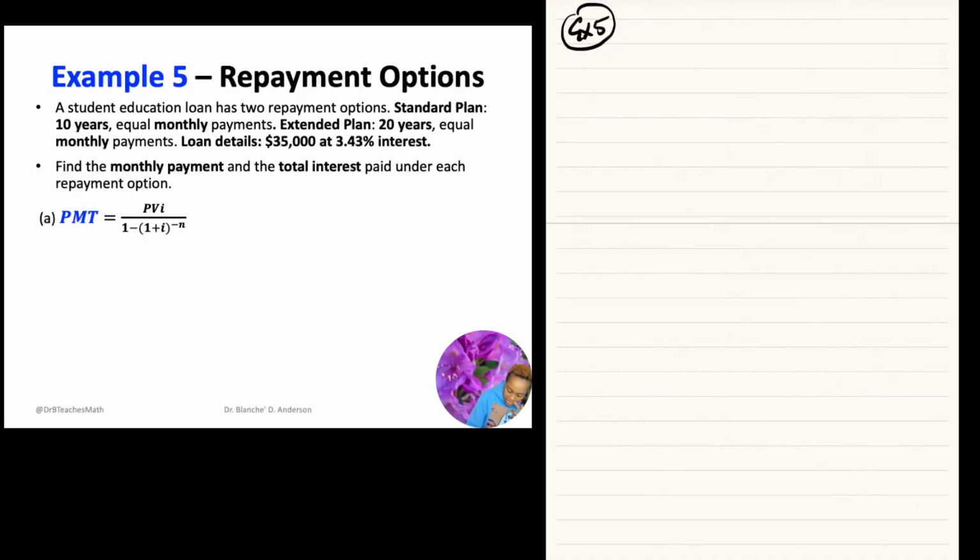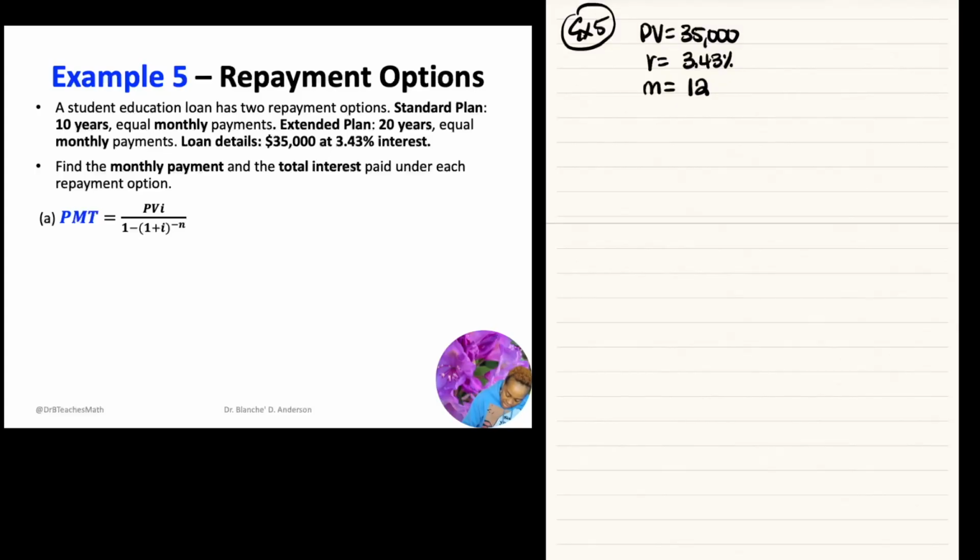So let's read it. A student education loan has two repayment options: a standard plan for 10 years, equal monthly payments, and an extended plan for 20 years, equal monthly payments. So my loan is $35,000. My rate is 3.43%. That's the interest. These are monthly payments, because it says find the monthly payment and the total interest paid under each repayment option. Cool. Because you want to know which is the better plan, right?